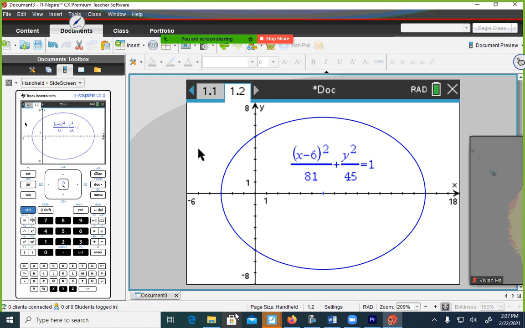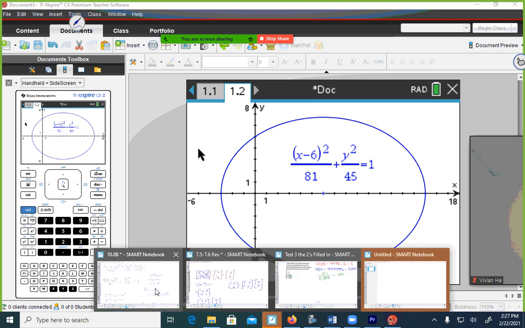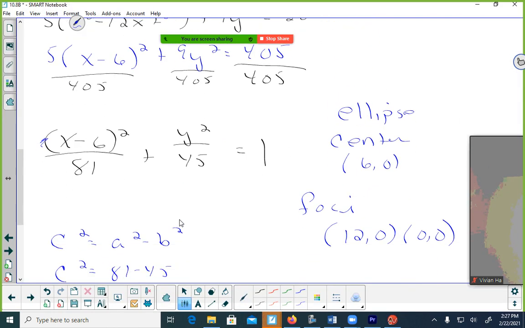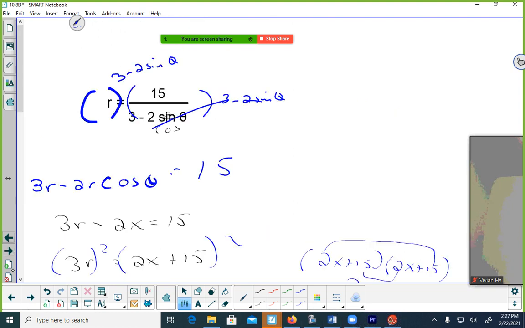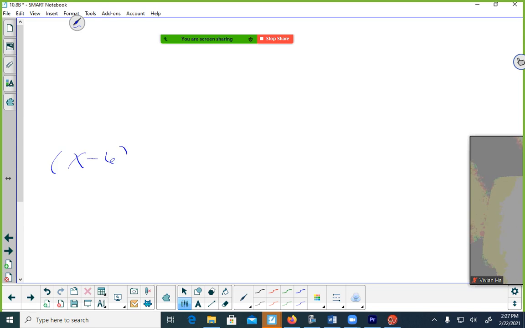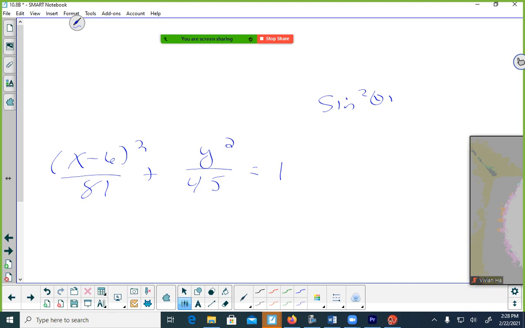Now, Caden really wants to get to the next section. The next section says do parametrics. So I'm going to copy this. Okay, I'm going to just copy it down the old school way. And I give you a hint on that first page that you're going to use the sine squared theta plus cosine squared theta formula to make it a parametric. So you're going to introduce that third variable theta, yes?